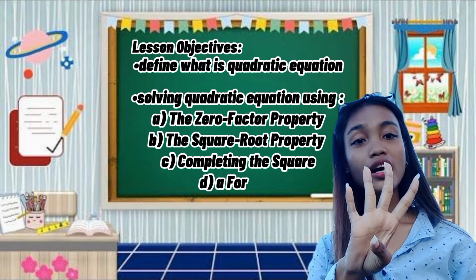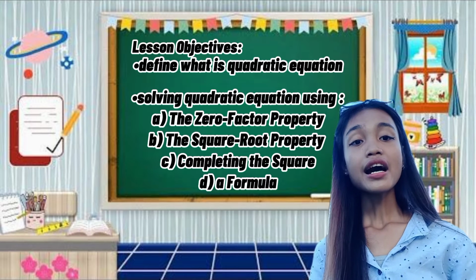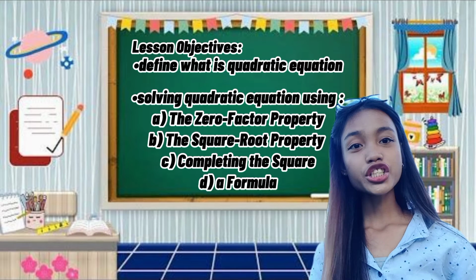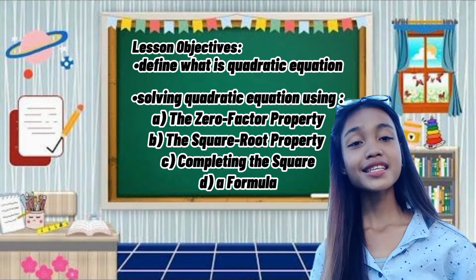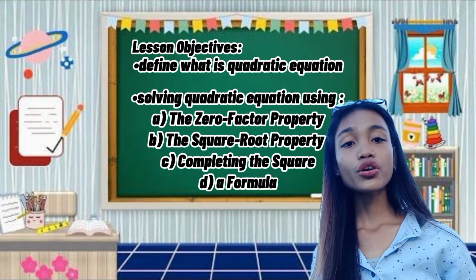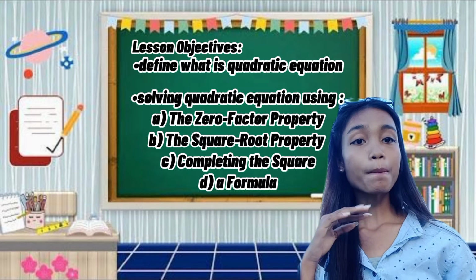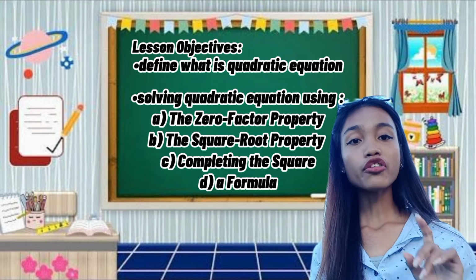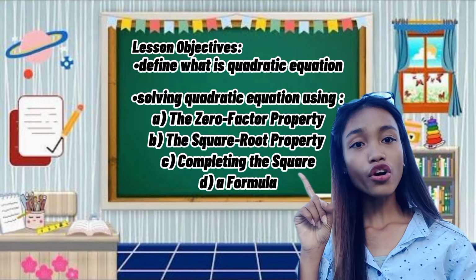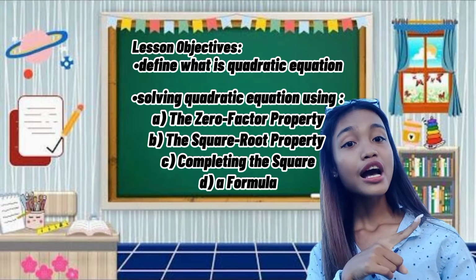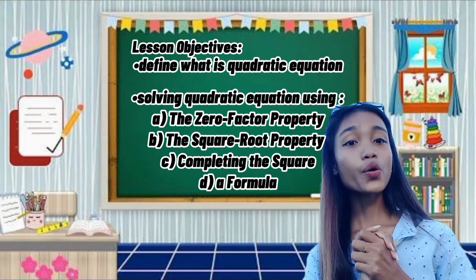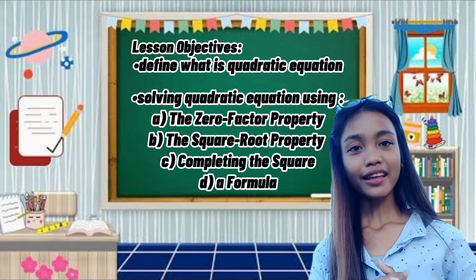And the last will be solving quadratic equations using a formula, which is x equals negative b plus or minus the square root of b squared minus 4ac, over 2a. So, together we are going to meet the objectives.